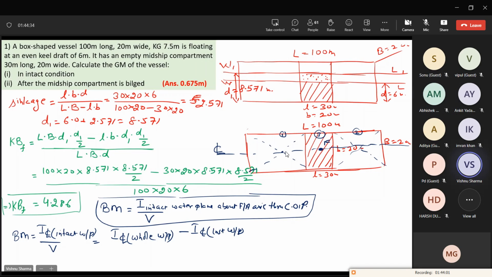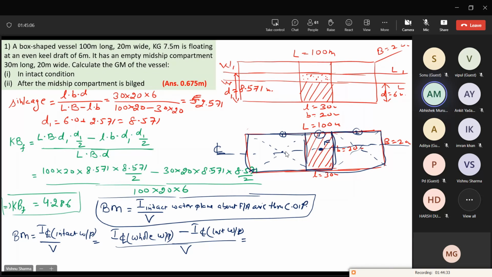From the ICL of this full area, if I remove the moment of inertia of this lost one, will I be left with the moment of inertia of the intact one only? Yes or no? Divided by volume of displacement. Now I'll put in the notational form, then I'll put the values and you'll calculate. Look at the diagram. In the notational form, tell me what will be the moment of inertia, ICL of the whole water plane.